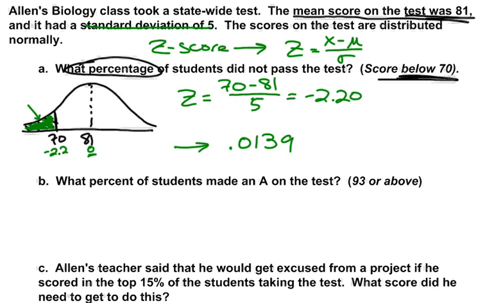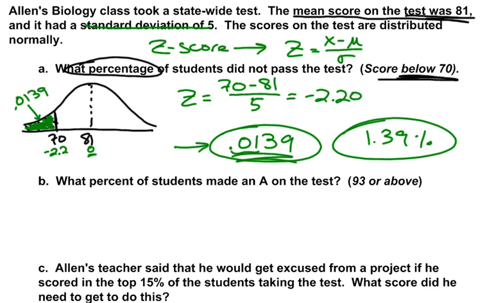So what that means is that this shaded region over here represents 0.0139, or 1.39%, of this data. So we will take that value, since it's less than, we're looking at the area to the left, which is what the table gives us. We'll take that value, 0.0139, and that will be the answer to this question. So if you really wanted to write it as a percent, you just move that decimal over 2 places and you write this as 1.39%, since that's what it asks for.